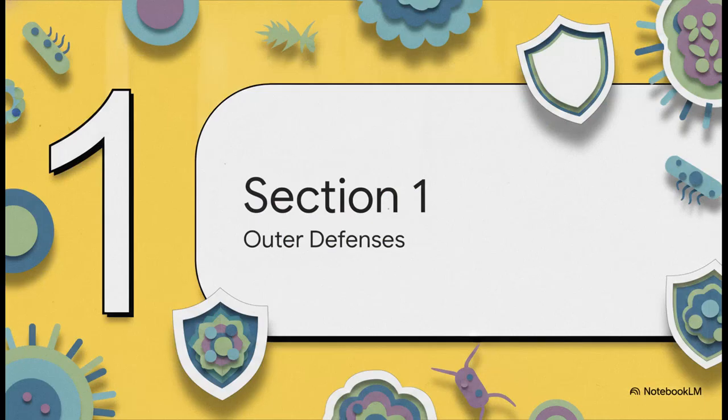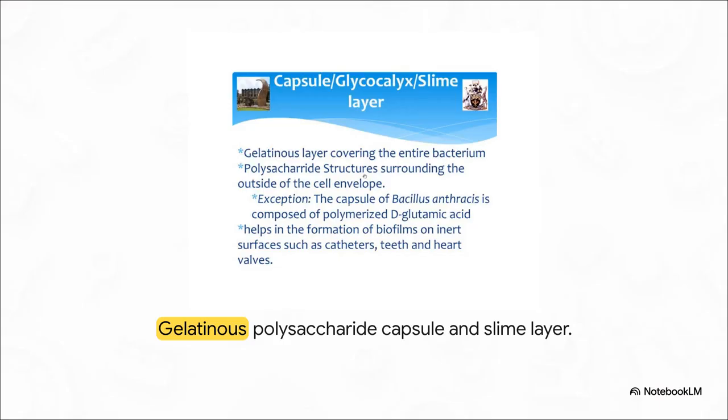Section 1. The outer bacterial defenses. Our very first major barrier is the capsule, or the slime layer. This is typically a thick, gelatinous layer covering the entire bacterium, and it's generally made up of complex polysaccharide structures. But since you're at the postgraduate level, you are definitely expected to know the critical clinical exception here. The capsule of Bacillus anthracis is actually composed of polymerized D-glutamic acid. It's this unique polypeptide armor that plays a massive role in the lethal virulence of anthrax.